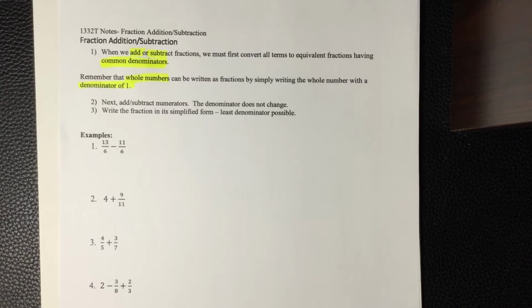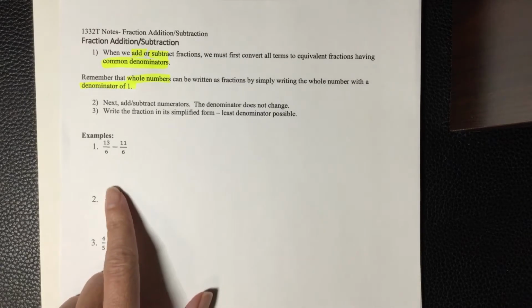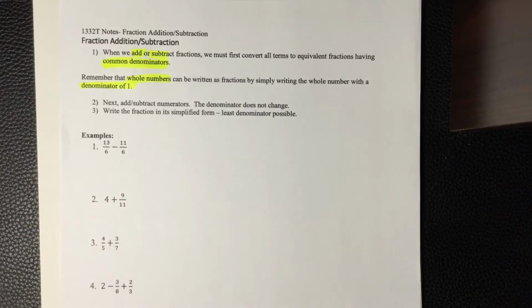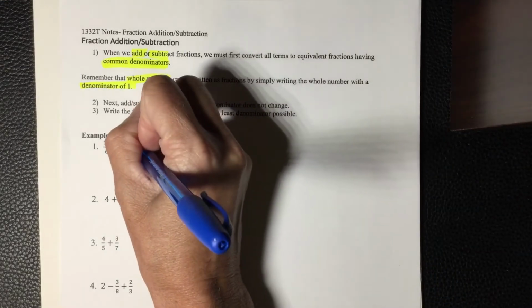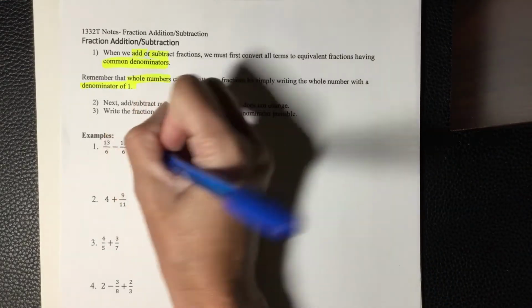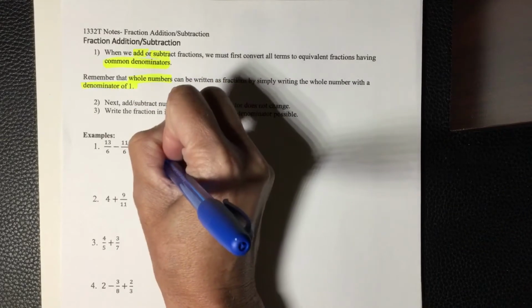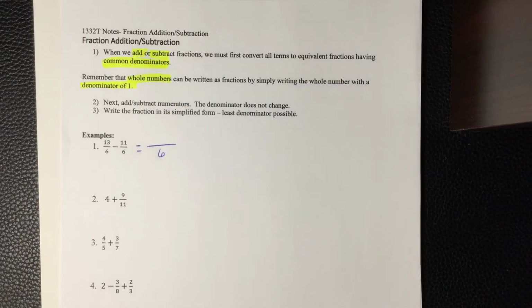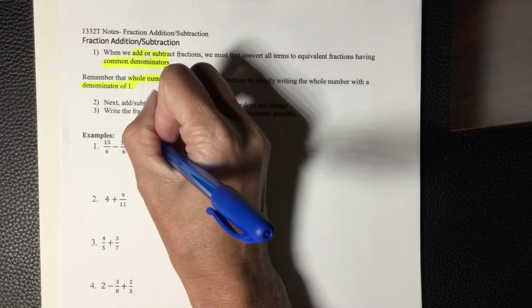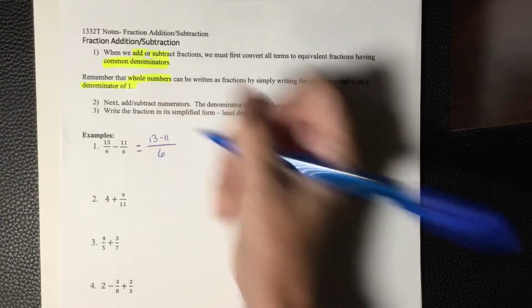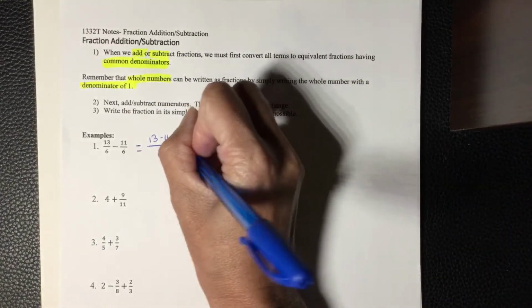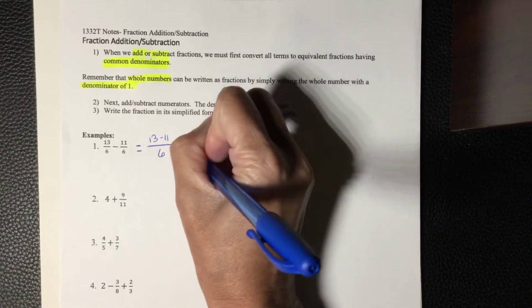All right, if we look at our first example, you'll notice that we already have a denominator of 6 on both of these. Anytime we're adding and subtracting fractions with the same denominator, we want to keep the denominator. That tells us the size of the piece that we're working with. And then we just subtract our numerators. So that gives me 2 over 6.